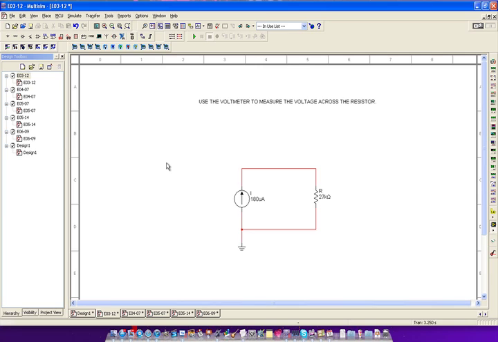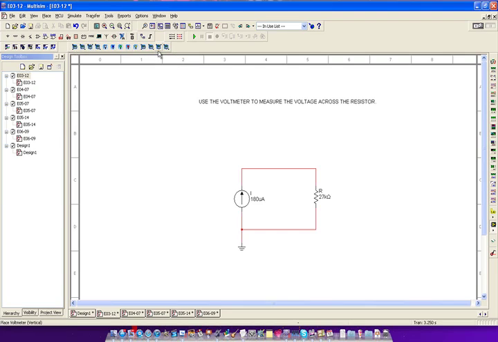Like here, the first one is about how to use the voltmeter to measure the voltage across the resistor. Of course, as we know, we can measure the voltage here by VR equals R times I according to Ohm's law. So if we calculate 27 kilo ohm times 880 micro ampere, it's going to give us 4.86 volt. So let's verify this using the voltmeter.